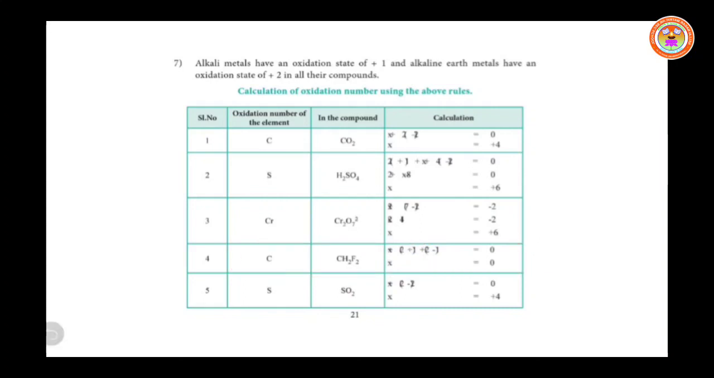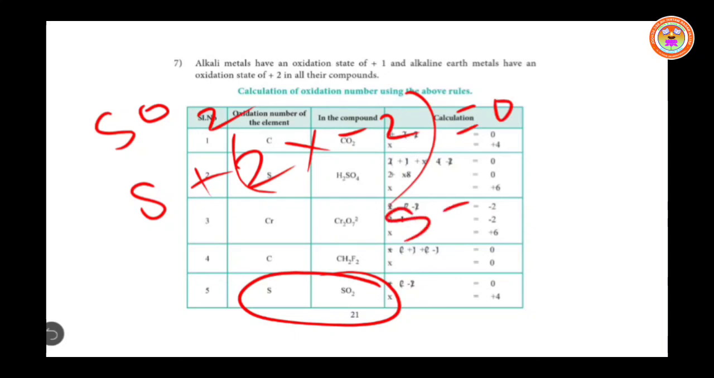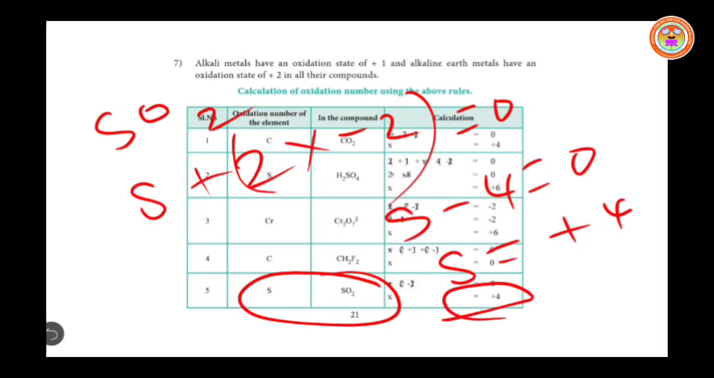Next we can calculate the oxidation state of sulfur in sulfur dioxide. The formula is SO2. We are calculating for sulfur, so write S. Then there are two oxygen atoms. What is the oxidation state of oxygen in all its compounds? Minus 2. Therefore 2 into minus 2 is minus 4. S minus 4 equal to 0. Therefore S is equal to plus 4. So the oxidation state of sulfur in sulfur dioxide is plus 4. Children, the definition and the calculation of oxidation number of elements is an important part.